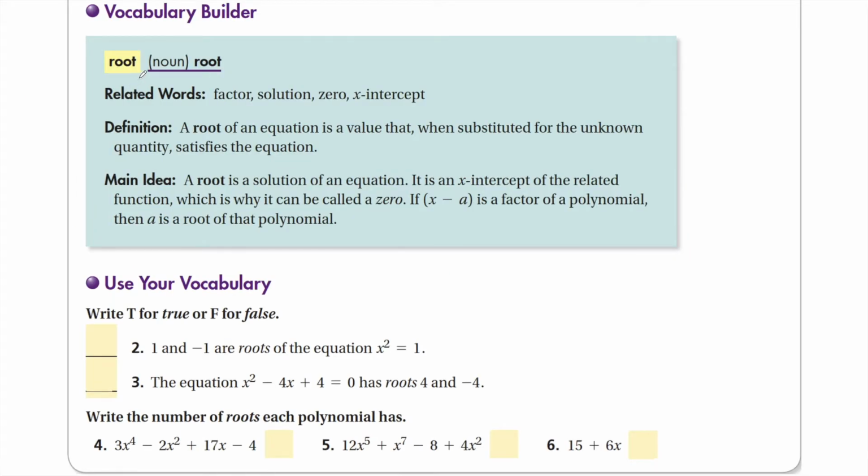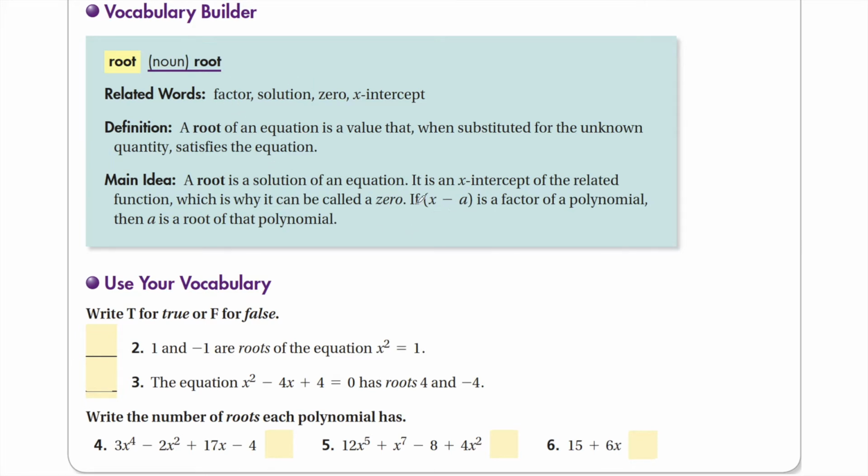So let's talk about what is a root. Other related words could be a factor, a solution, a zero, or an x-intercept. But the definition is: a root of an equation is the value that, when substituted for the unknown quantity, satisfies the equation. The main idea is that a root is going to be the solution. It's also considered the zero or the x-intercept because it's where it crosses the x-axis. However, you can also consider it the factor in a weird way.